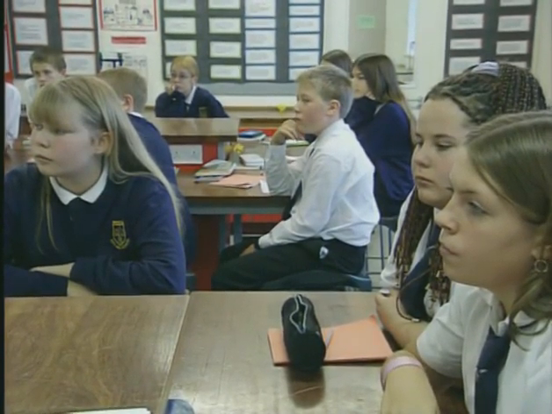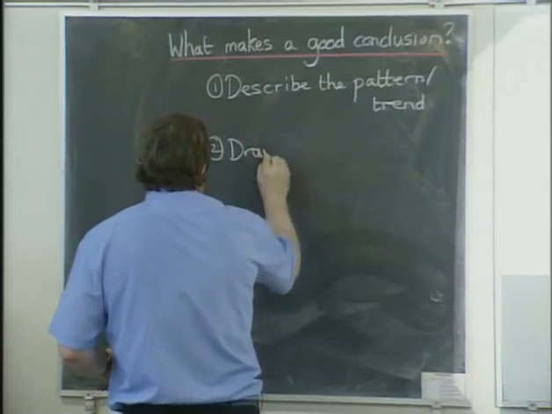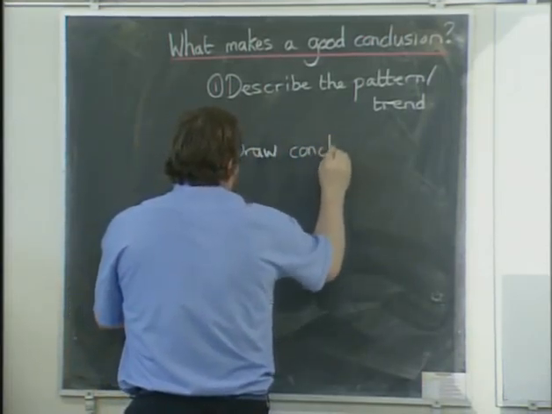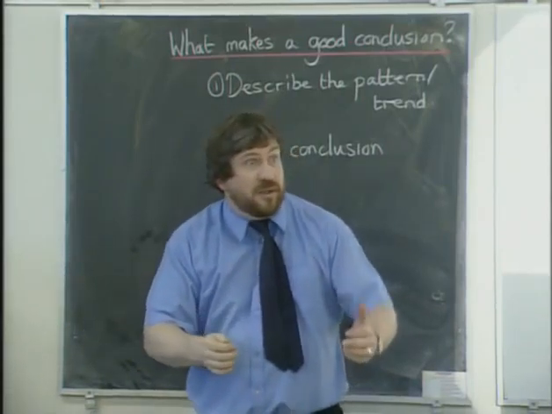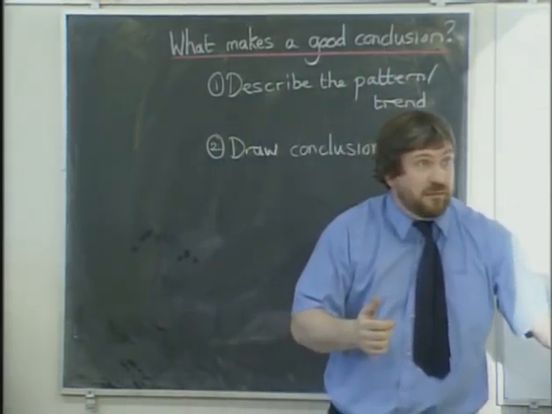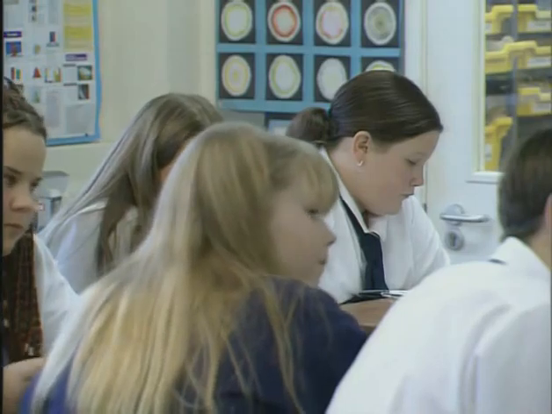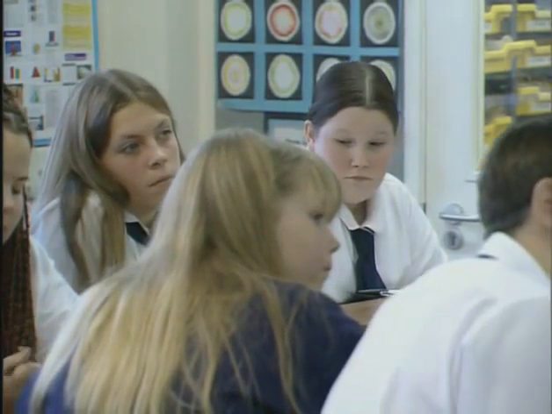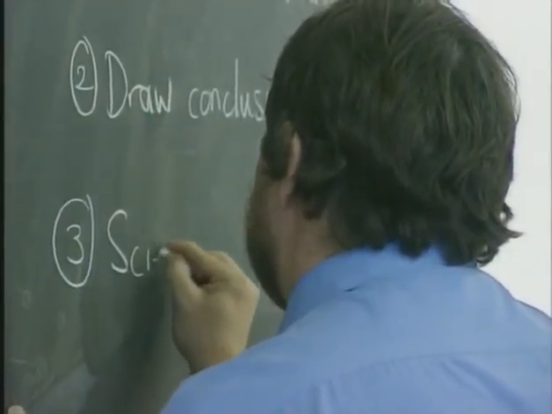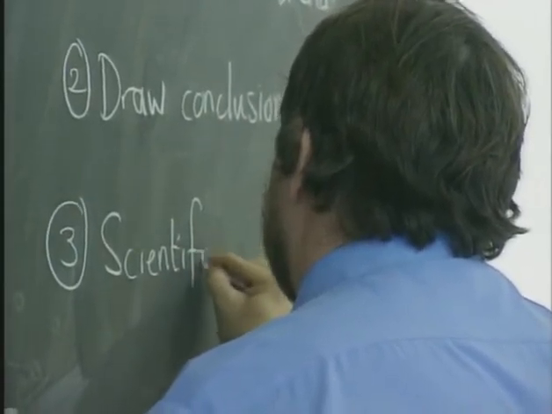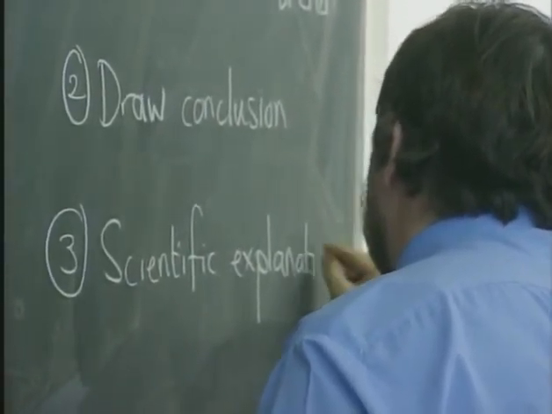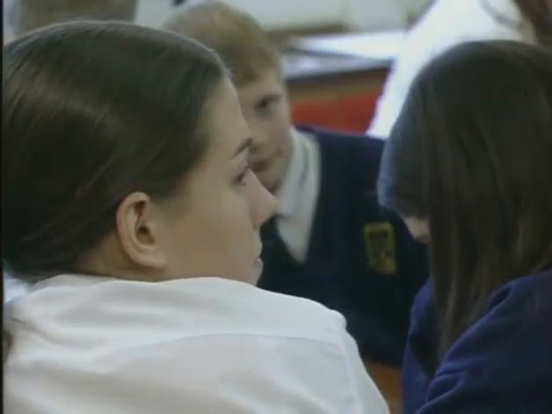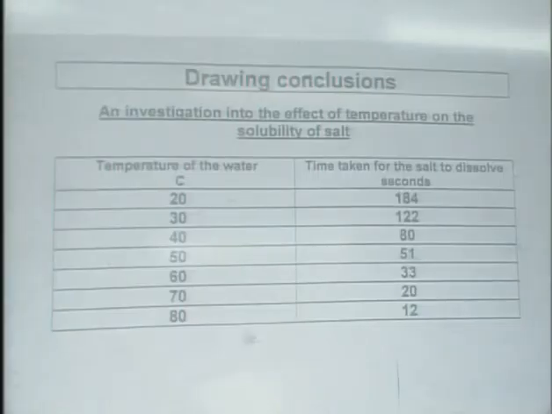Next, using those O words, let's draw conclusions. What does it tell us? As this goes up, that goes down. As this increases, that increases. What have we found out? Use the O words. And the final bit, science. Let's try and explain. Let's explain the trend, the pattern, using science. This is the last bit for today.